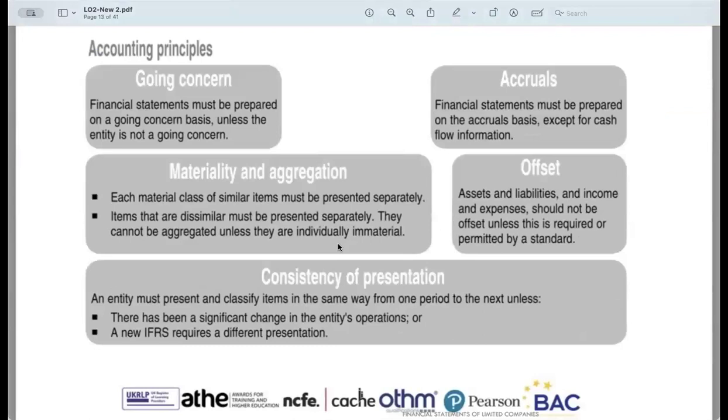Consistency of presentation: the way items are presented or classified in financial statements should remain consistent from one period to the next. Changes in presentation are only allowed if a new IFRS requires a different approach, or if there has been a significant change in the company's operations. This consistency helps users compare financial information across different periods, enhancing the usefulness of the financial statements.